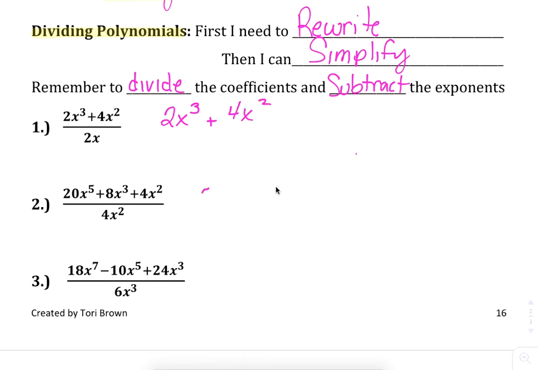Okay, same thing down here. I'm going to copy down my top line. Same thing on the last question, copy down just my top line.